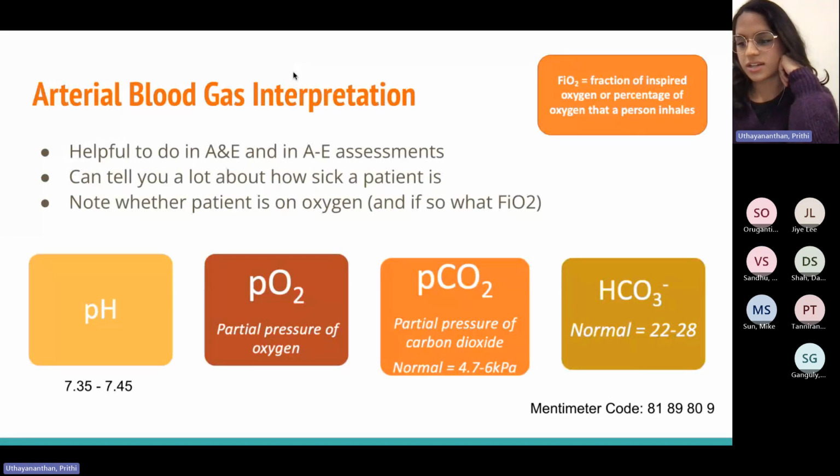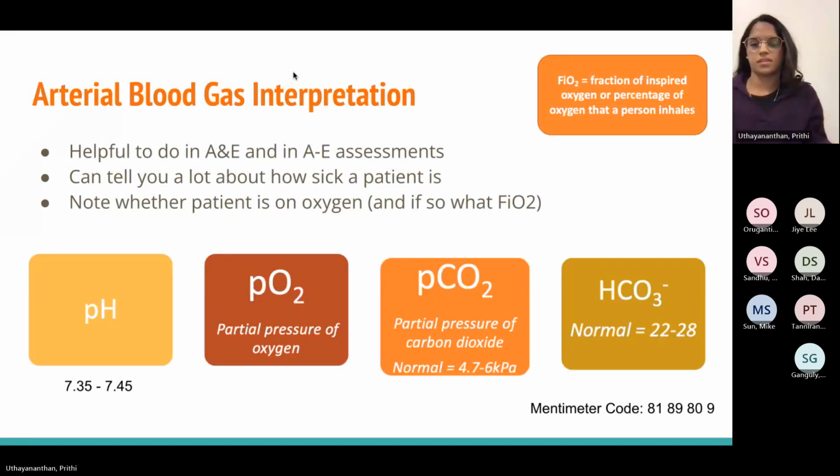Okay, so just ABGs quickly. ABGs are really helpful to do in A&E, and they become a core part of your A to E assessment that you will probably go through at the end of the term if you're on Mod A or later on in the year. They're really important because they can tell us how sick a patient is. I've put on there what kind of things you can get on the ABG, and also the lactate, which is really important for things like sepsis.